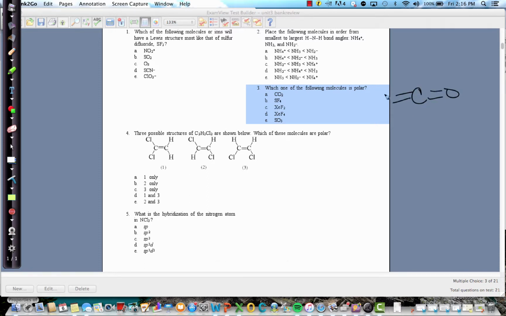And when you do your Lewis structures on your test, I highly advise you go through and figure out how many bonds you should be making, unless it's something with an expanded octet. So carbon dioxide will look like this.